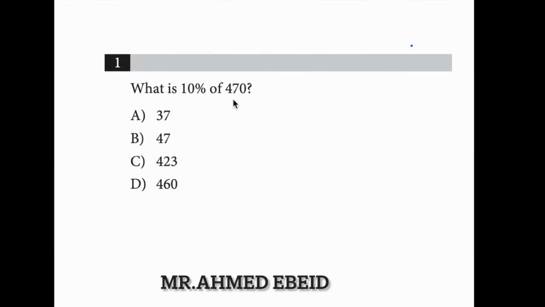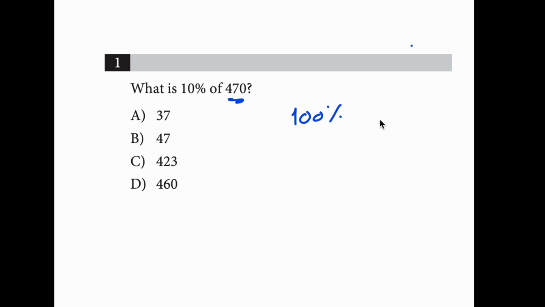You know that 470 means you have 100%. So if you want to find 10%, you will cancel the 0. So the answer will be 47, which is B.